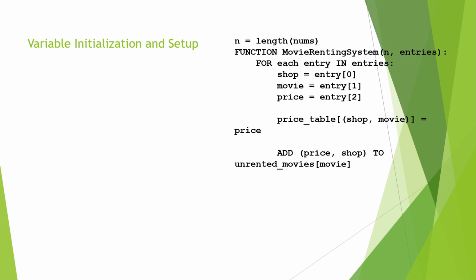As an input we'll get all the entries. So when we get all the entries, we'll add those entries into the unrented movies and price table. The price table for a particular shop and a movie would hold the price, and those entries would be added to the unrented movie set. The unrented movie set is a map from a movie to a pair of price and shop. So for each input entry, we will make an entry to our price table. Also, we will make an entry to our unrented movie map.